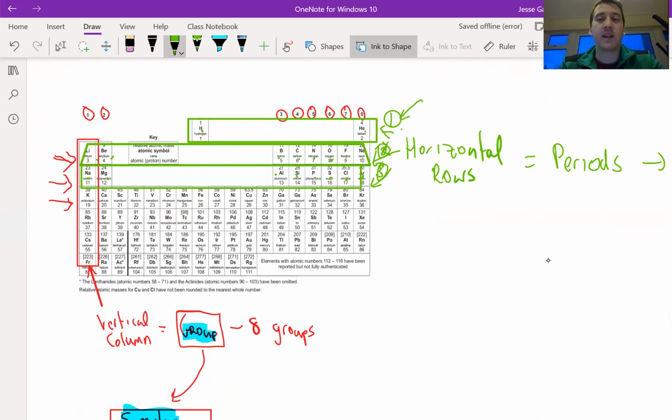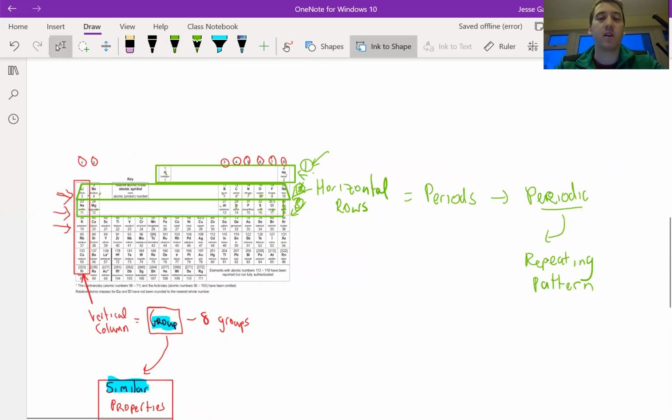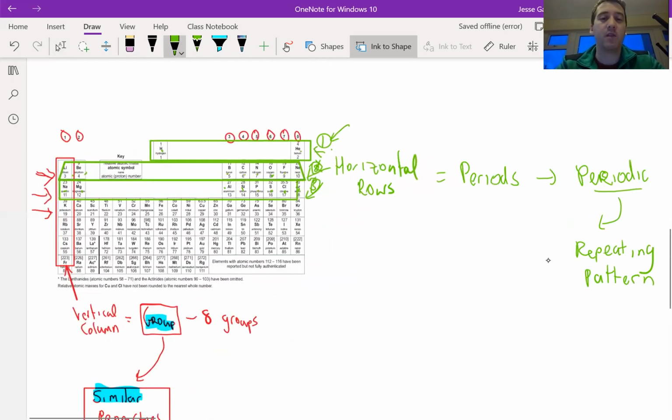Underneath that is the second period. The second period contains lithium, beryllium, boron, carbon, nitrogen, oxygen, fluorine, and neon. The third period, the third horizontal row, has sodium, magnesium, aluminium, silicon, phosphorus, sulfur, chlorine, and argon. So that is a pattern, what we call the periods of the periodic table. This keeps going, by the way. This is period 4, this is period 5, and this is period 6.